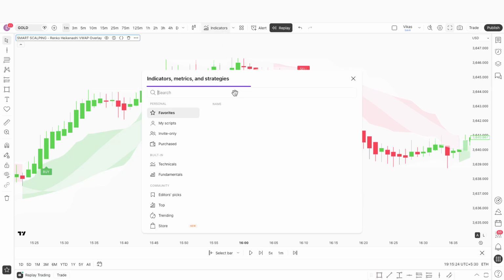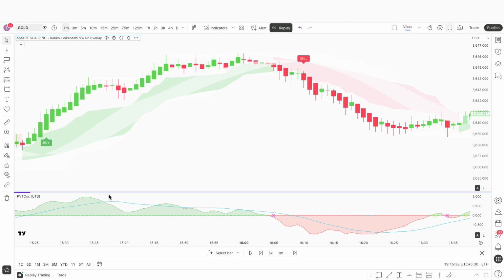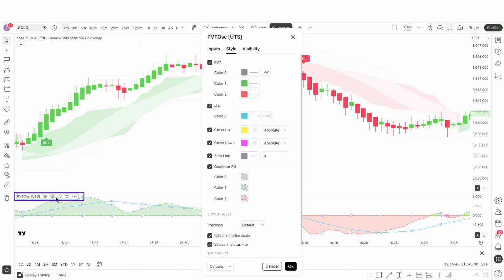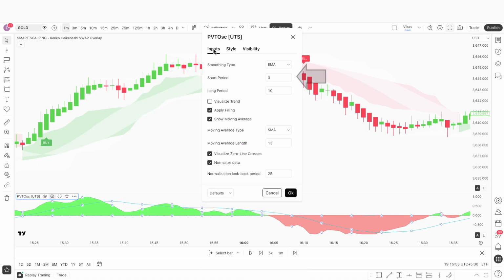Let's go to the Indicator Search tab, type PVT OSC, Price Volume, and select the one called PVT OSC, Price Volume Trend Oscillator, created by Uber Tradings. Now let's access the settings of this indicator so we can modify it to suit our strategy. We have to keep these options hidden. We change the color opacity of the oscillator fill to 1 and 2. After that, change the short period from 3 to 8. And here everything is fine after that.